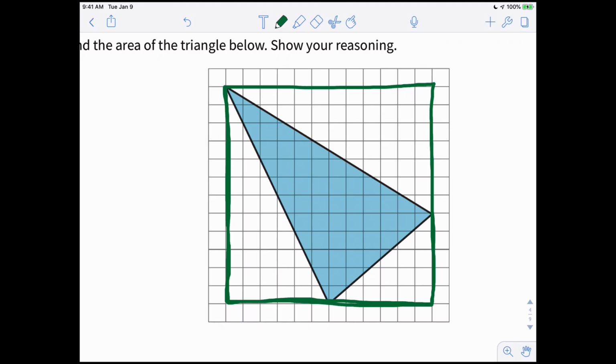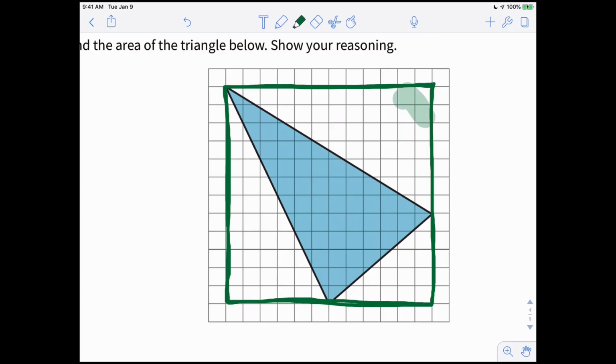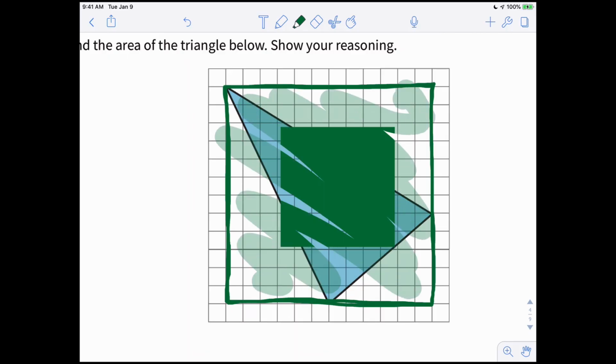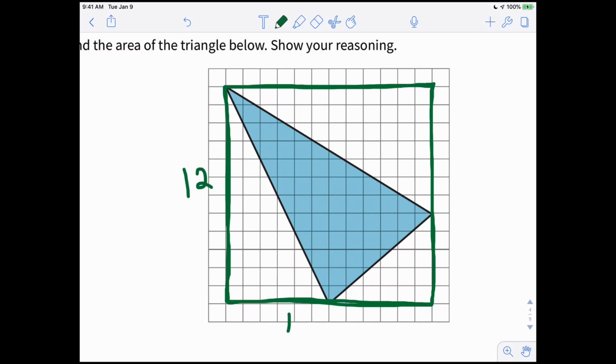So we know the area of this green part. Imagine I want to find the area of the green square. What is the area of that green square? Well, that's actually pretty easy because we know it has a height of 1, 2, 3, 4, 5, 6, 7, 8, 9, 10, 11, 12. It's a height of 12. I'm guessing it's a width of 12 as well: 1, 2, 3, 4, 5, 6, 7, 8, 9, 10, 11, 12.